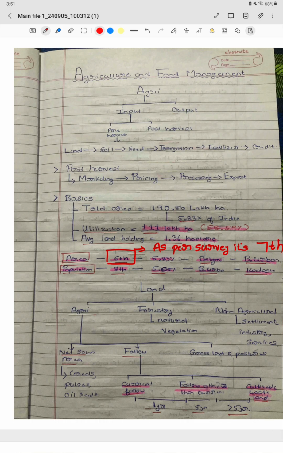In input we have basically the pre-harvest and post-harvesting. If you want to write the answer, we can write it from the perspective of land, soil, seed, irrigation, fertilizer, and credit. Here also we are going to discuss based on this only. And in post-harvest we have marketing, pricing, processing, and export. So first, some basics.